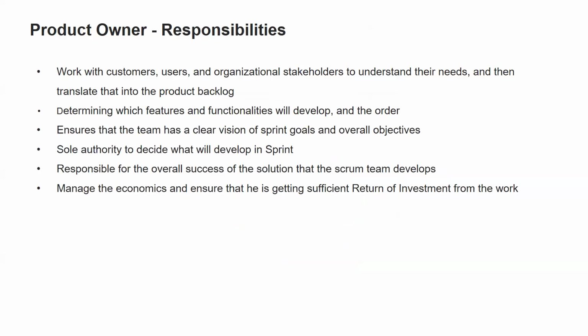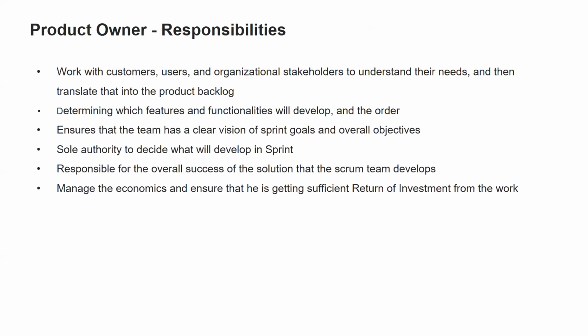He's the one who writes that user requirement as user stories. So as a product owner, I want this thing to be done so that I can get this benefit at the end of the day. So he has to write those user stories. Determining which features and functions will be developed and the order. So he will determine this will be done first, this will be done second, like that he will determine the order. Ensure that the team has a clear vision of the sprint goal and overall objective.